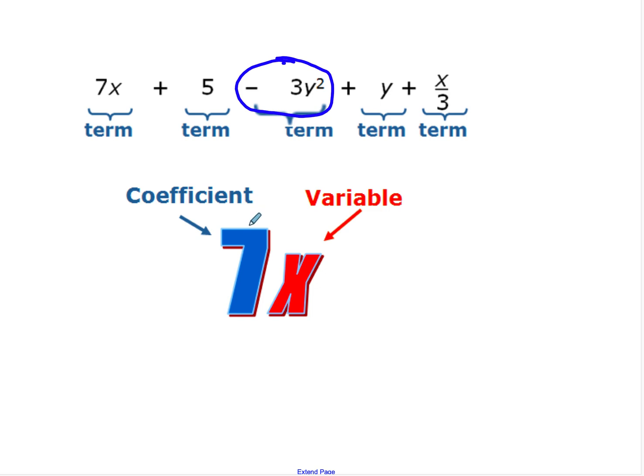The number in front of the letter is called a coefficient, and the letter itself is called a variable. When we are looking for like terms, we need the same variable and the same exponent.